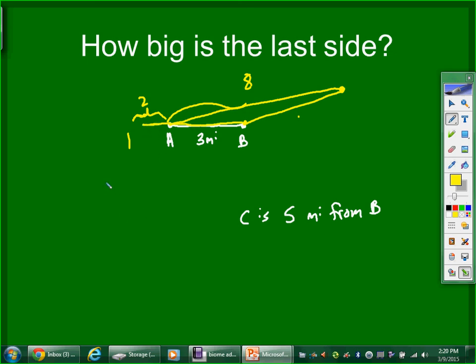So essentially, if my lengths were 5 and 3, it must be less than 8, but greater than 2. So the third leg of a triangle must be greater than the difference between the other two legs, but smaller than the sum of the other two legs, which can be seen here.